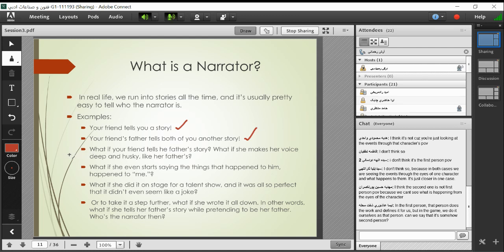So imagine this question here. What if your friend tells her father's story or his father's story? What if it's a she? What if she makes her voice deep and husky like her father's?